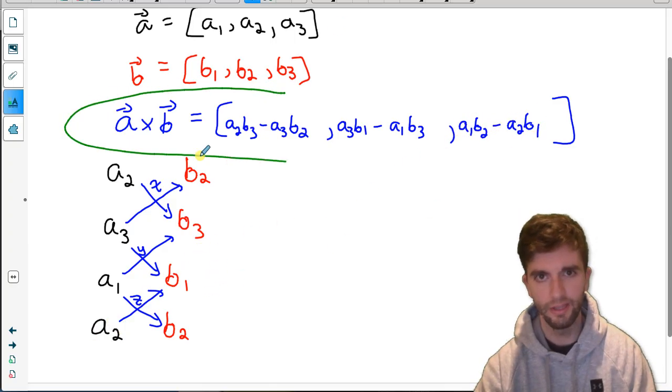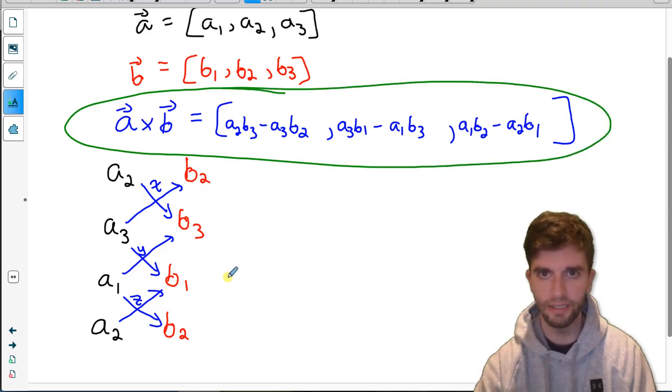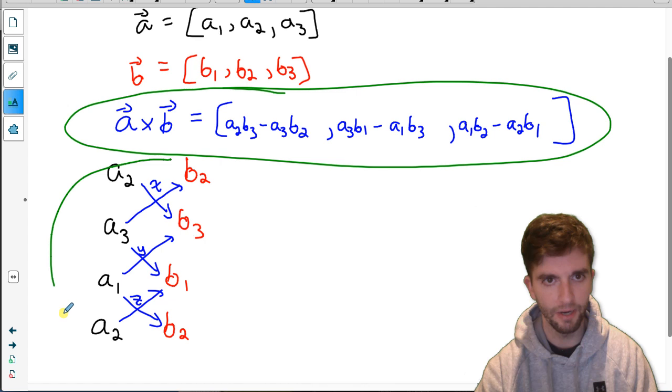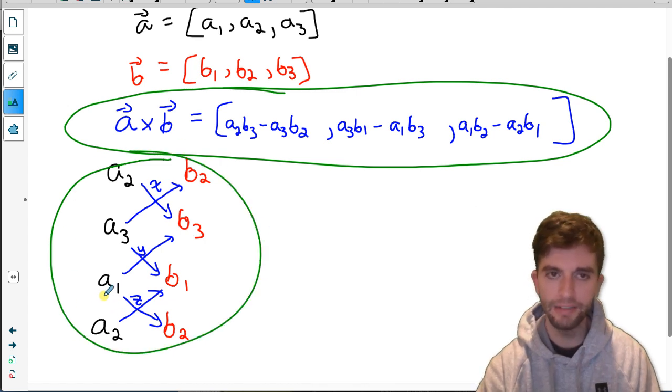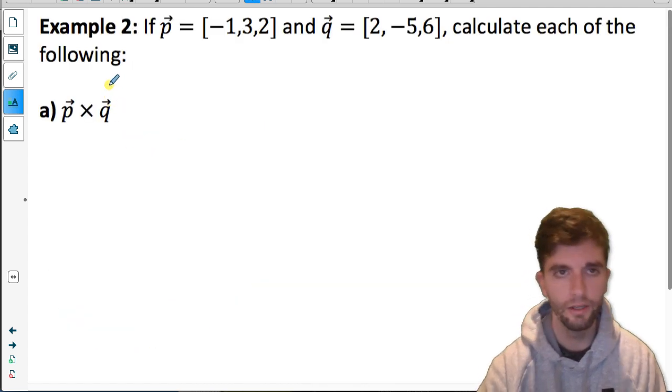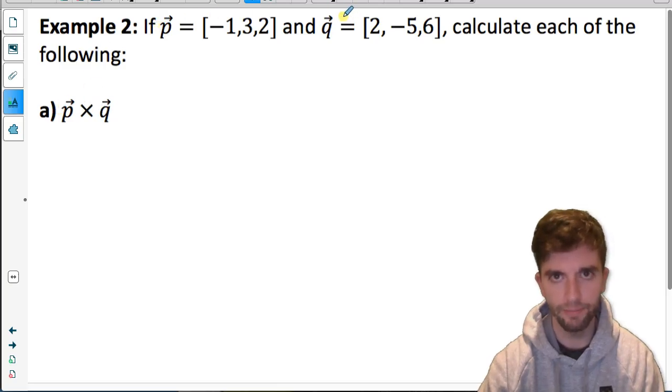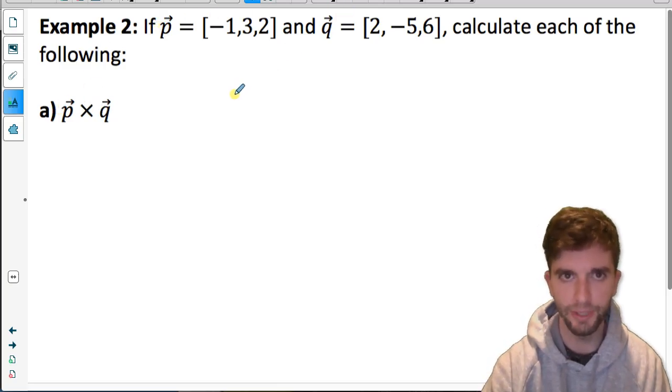So this is the formula for the cross product of a and b. But we don't have to memorize that formula. We just have to memorize how to set it up and do all of the arithmetic. Example 2. Let's find p cross q, where we're given vector p and vector q as algebraic vectors.